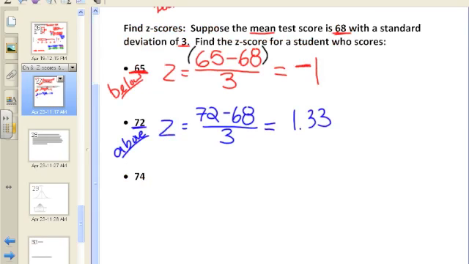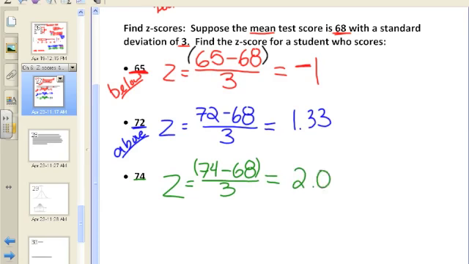All right, let's do just one more here. One more z-score. My student scored 74. That's my x. I'm going to subtract the mean of 68. Divide by the standard deviation of 3. Again, put this in carefully, subtract, and then divide, or perhaps use parentheses. And I got an answer of 2, 2.0. Again, notice it's a positive number. That's because this student scored above average.